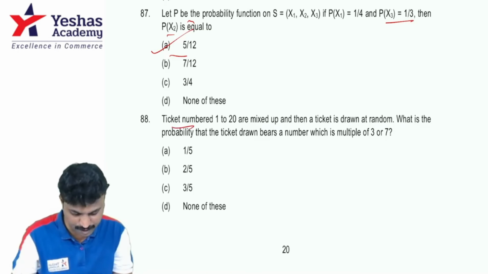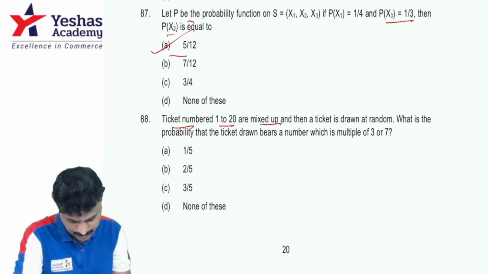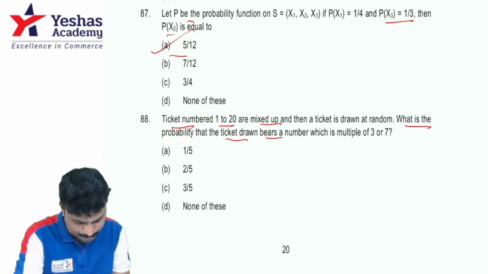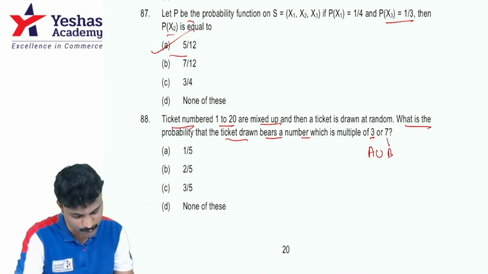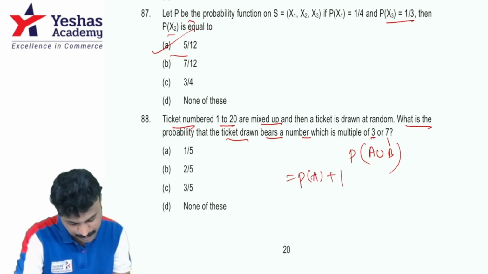The tickets numbered 1 to 20 are mixed. Guys, even this kind of questions we have solved. They're asking, what's the probability that the ticket drawn bears a number which is multiple of 3 or 7? How many events are there? 2 events. A or B, or means union. So we need to use the addition theorem, which is P of A plus P of B minus P of A intersection B.